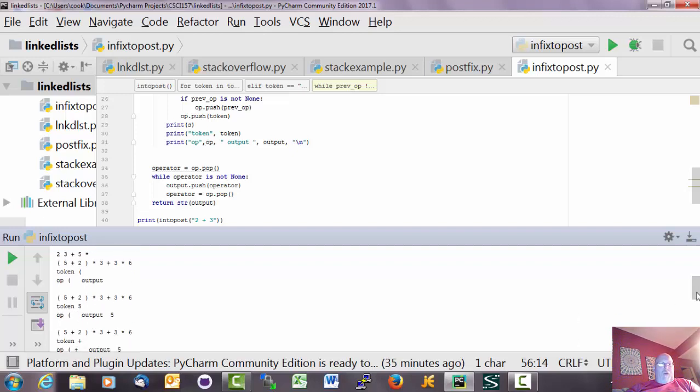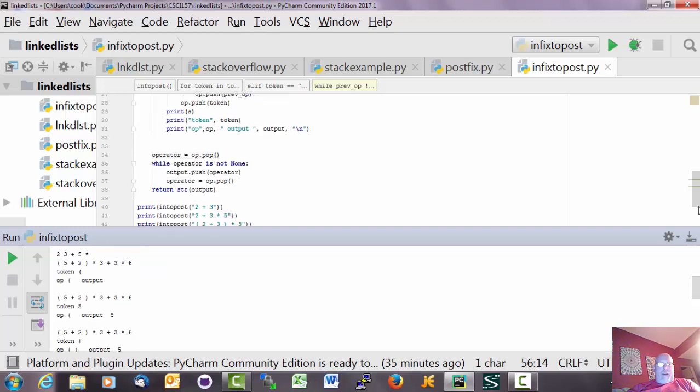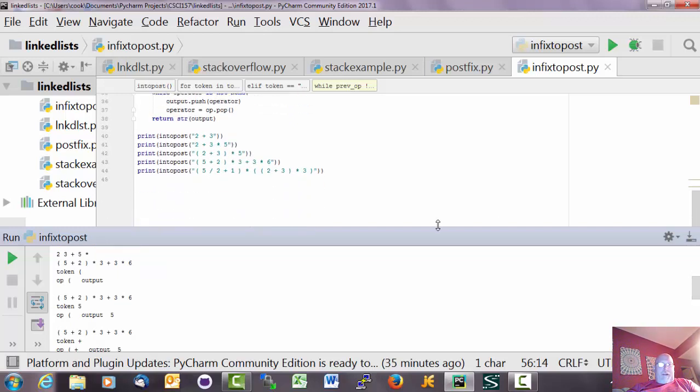Okay, maybe we'll go through one more example. Let me see how many examples we got down here. Well, we got this nice complicated example here. Let's go through. Let's see. This is a lower order.